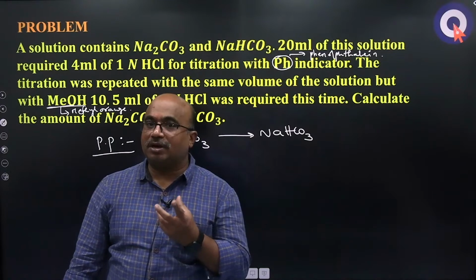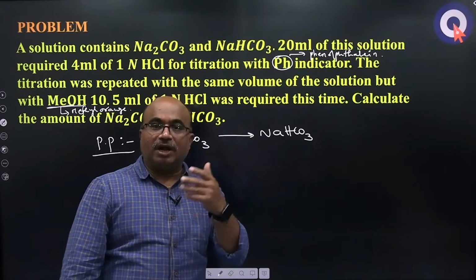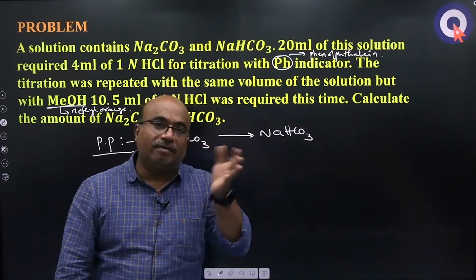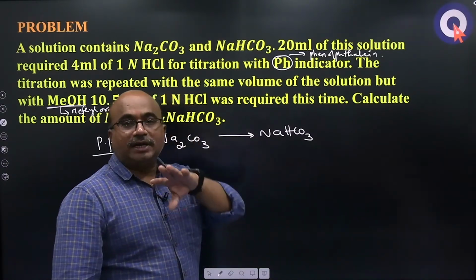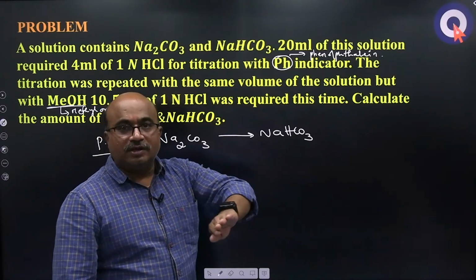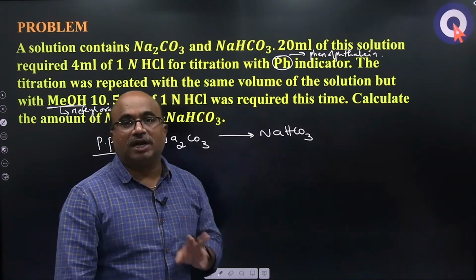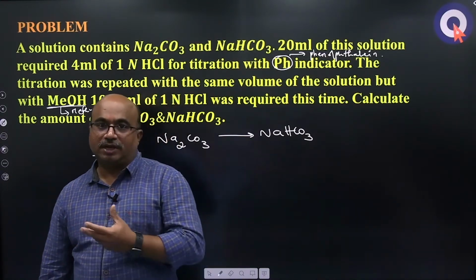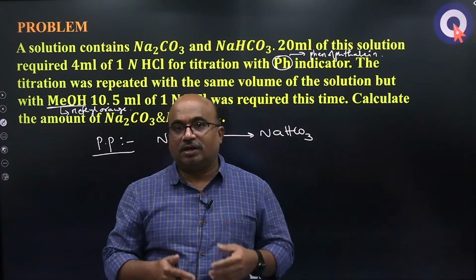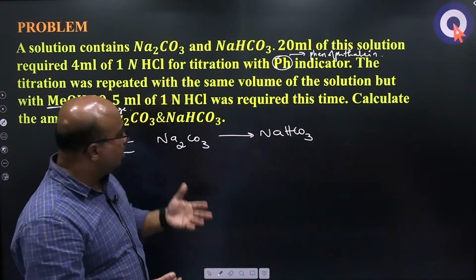Indicators always work in a particular range. So suppose sodium carbonate, whose pH is somewhere around 11, it's not a very strong base also, somewhere 10 or 11. When we neutralize it with the acid, its pH starts decreasing. When it reaches 8, there is a permanent color change in the phenolphthalein indicator, which is colorless in acidic condition and pink or red in basic condition. So sodium carbonate is basic in nature.